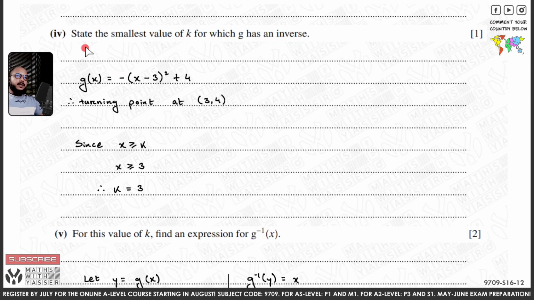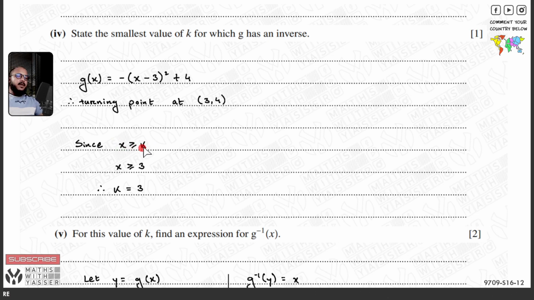In the next part of the question, it says state the smallest value of k for which g has an inverse. Always remember, for such questions, we need to find the turning point, and we know that completing the square tells us the turning point. So the function was minus (x minus 3) whole squared plus 4, from which we can understand the turning point must be positive 3 and 4. Since this is negative, x will be positive and y will remain the way it is. And x is greater than or equal to k. That was given in the question.